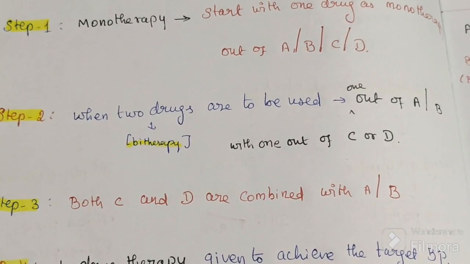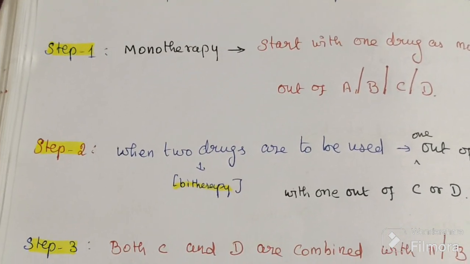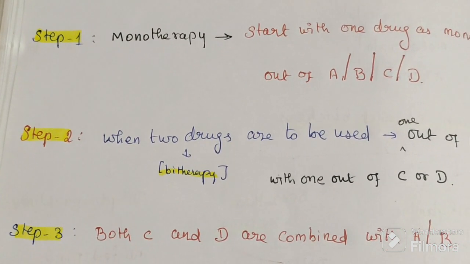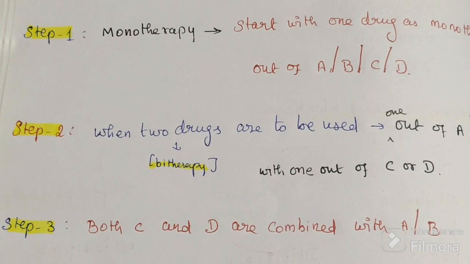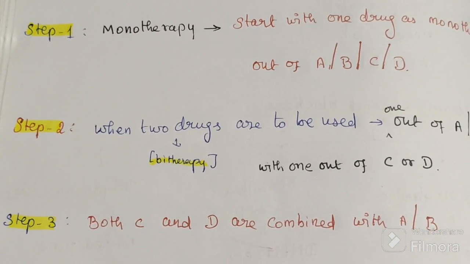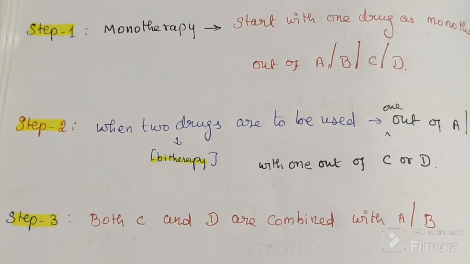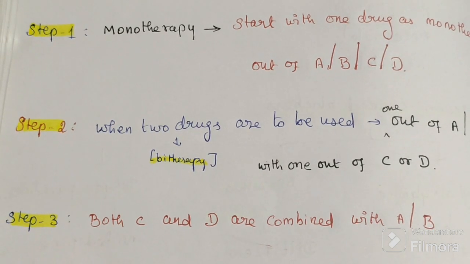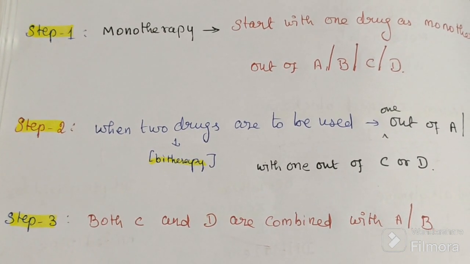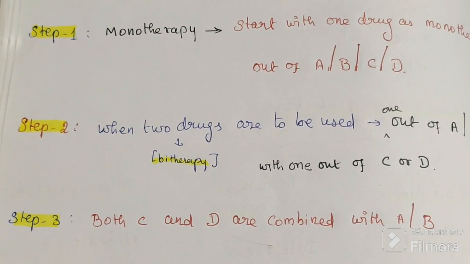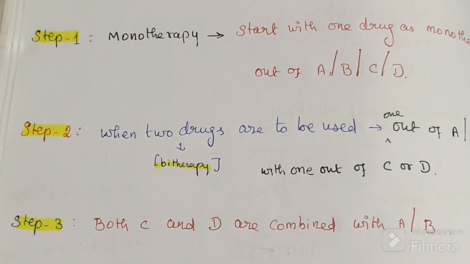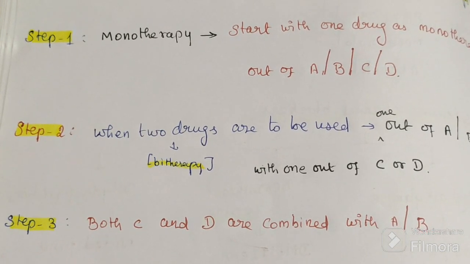the doctor will start that patient on antihypertensive drugs. Either we start with A or B or C or D. Depending upon multiple factors, the doctor will decide what is best for that patient, because for A, B, C, D the doctor knows the adverse effects also. The doctor asks the patient's history first.